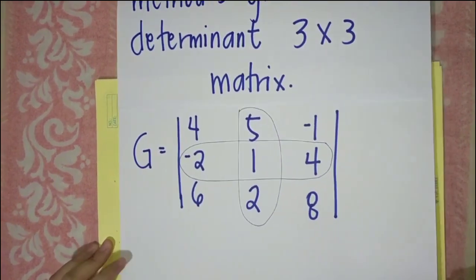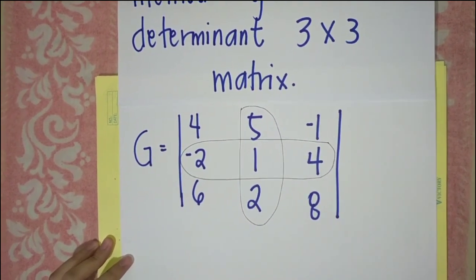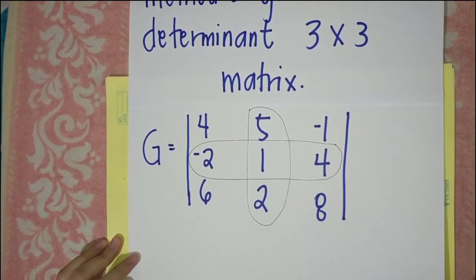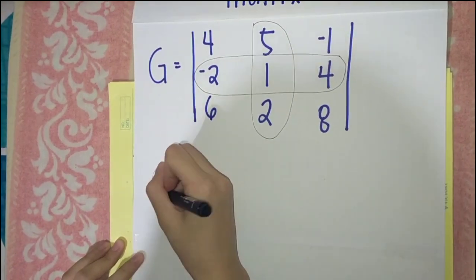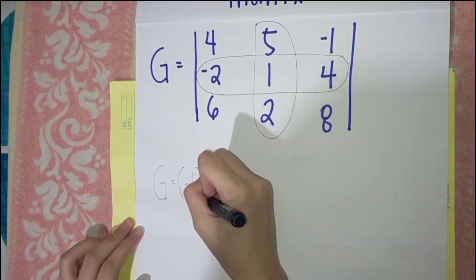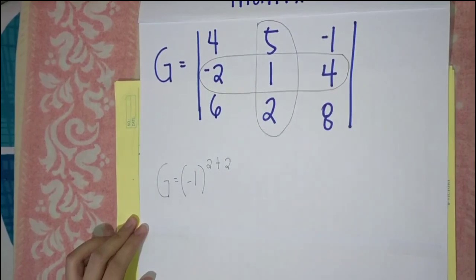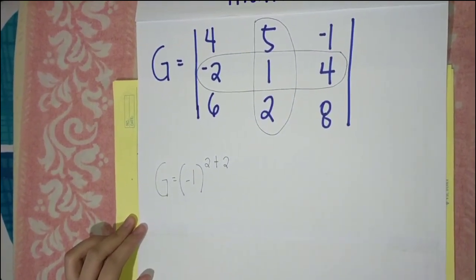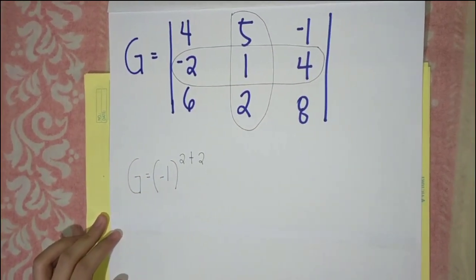After crossing it out, locating the pivot, there will always be a negative 1 raised to the sum of its row and column positions. G equals negative 1 raised to 2 plus 2, because the pivot is located in row 2, column 2. Then we will subtract from the remaining entries the product of the elements that intersect with them.